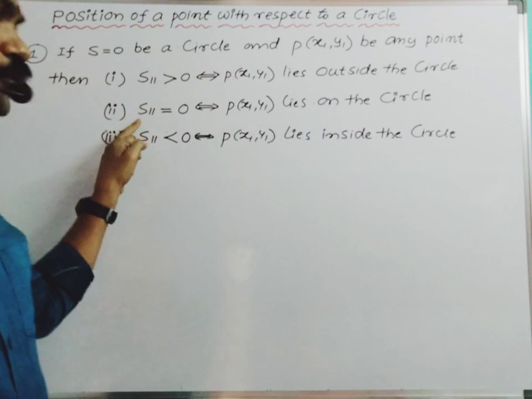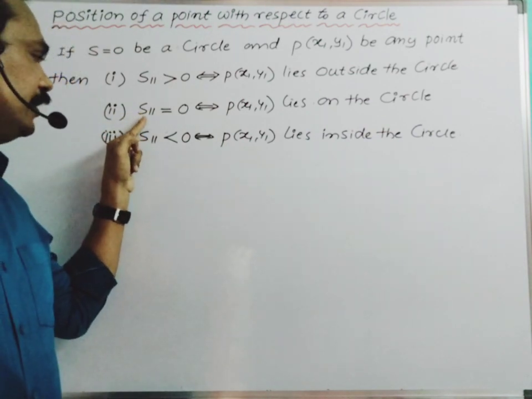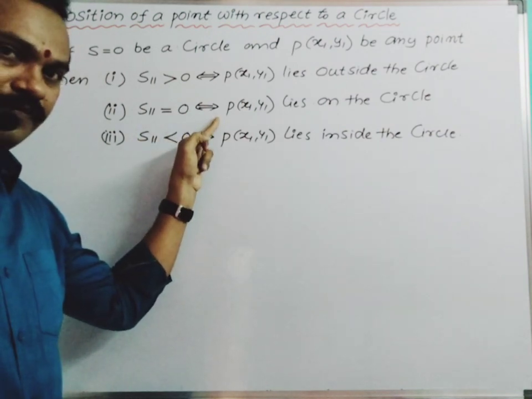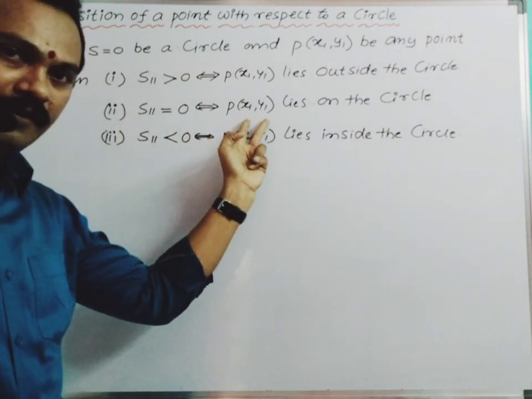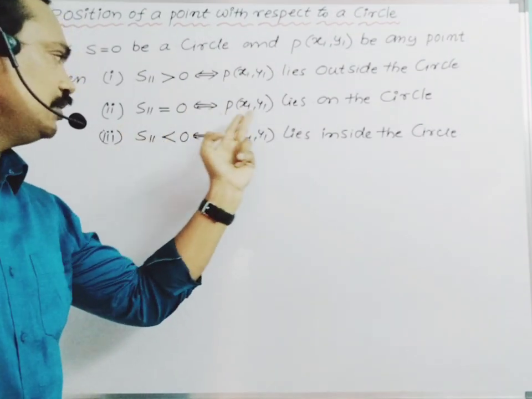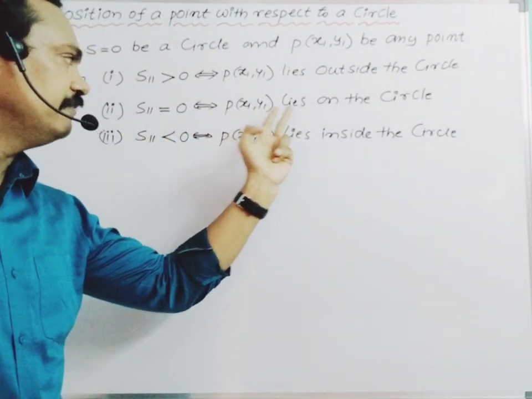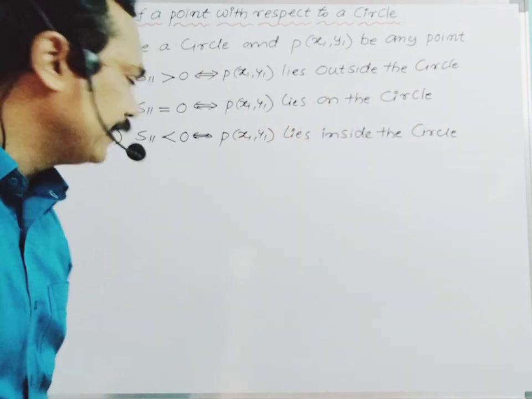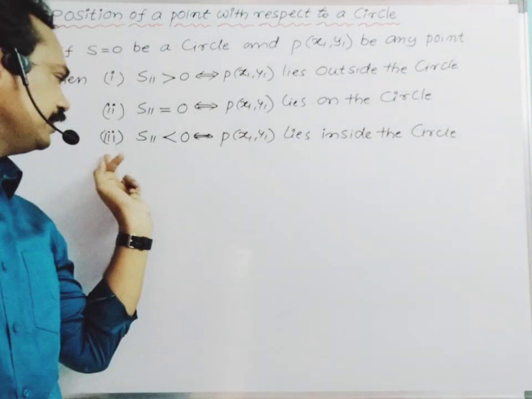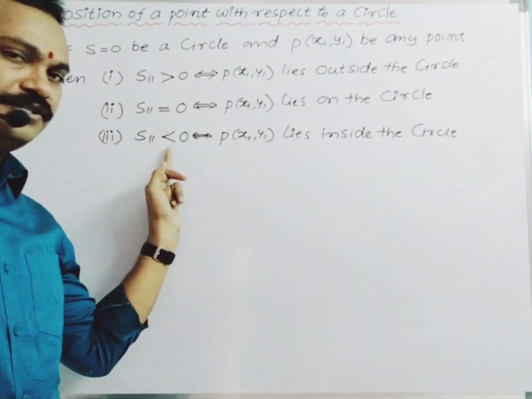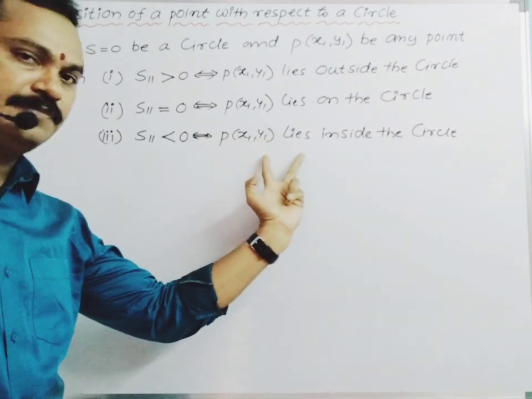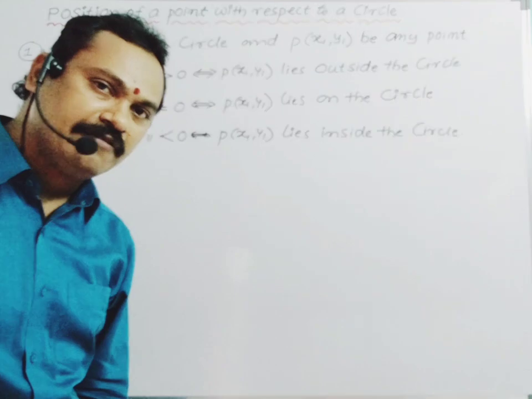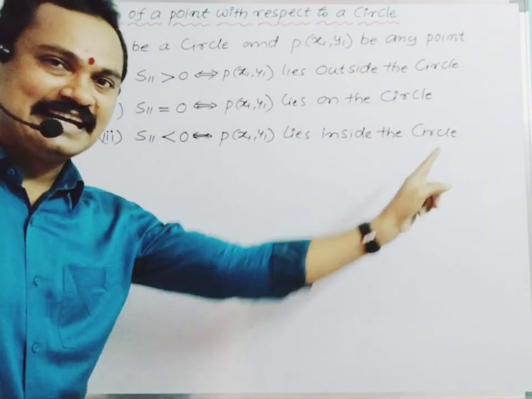And the second point: if S11 equals 0, then the point P(x1, y1) lies on the circle. And the third statement: if S11 is less than 0, then P(x1, y1) lies inside of the circle.